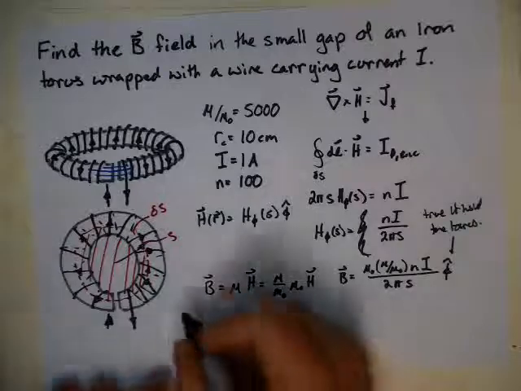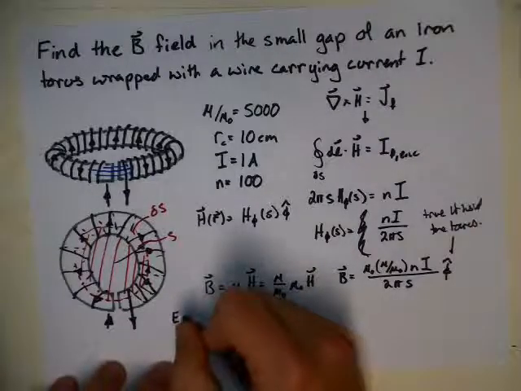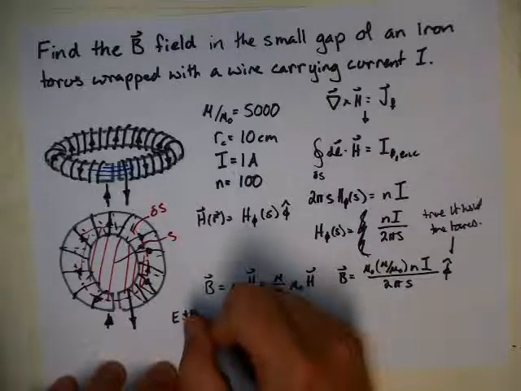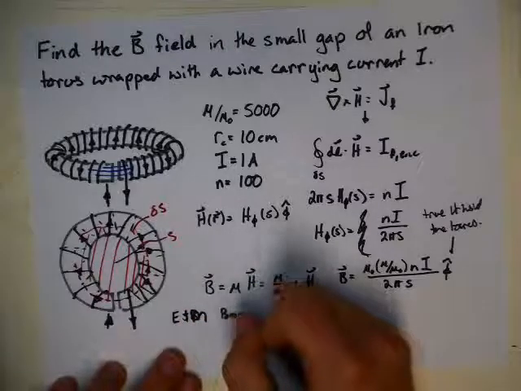Now comes the trick. Now we're going to look at electromagnetic boundary conditions. E and M boundary conditions.